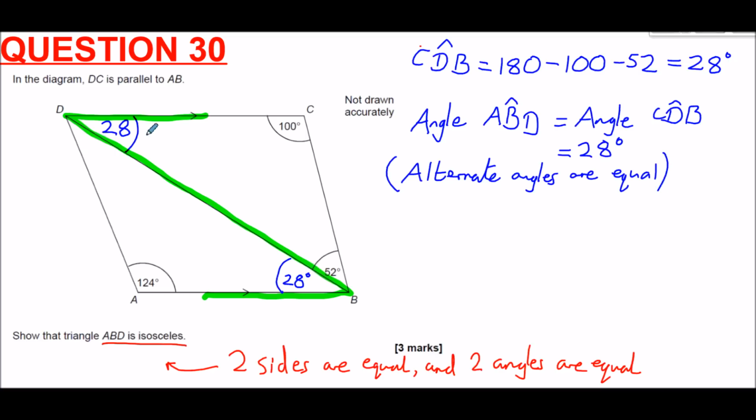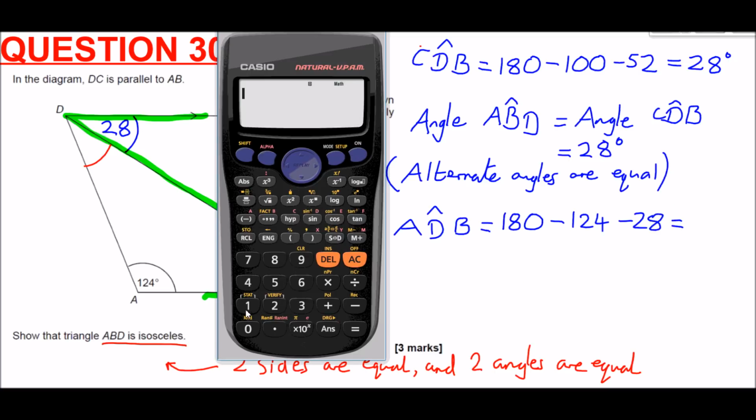Now we know that, we can finally work out this angle here at the top. This one is the angle ADB. So again, with this bottom triangle, we now know two angles. We can work out the third by doing 180, subtract 124, subtract 28. So if we try this out, 180 minus 124 minus 28, we get 28 degrees.